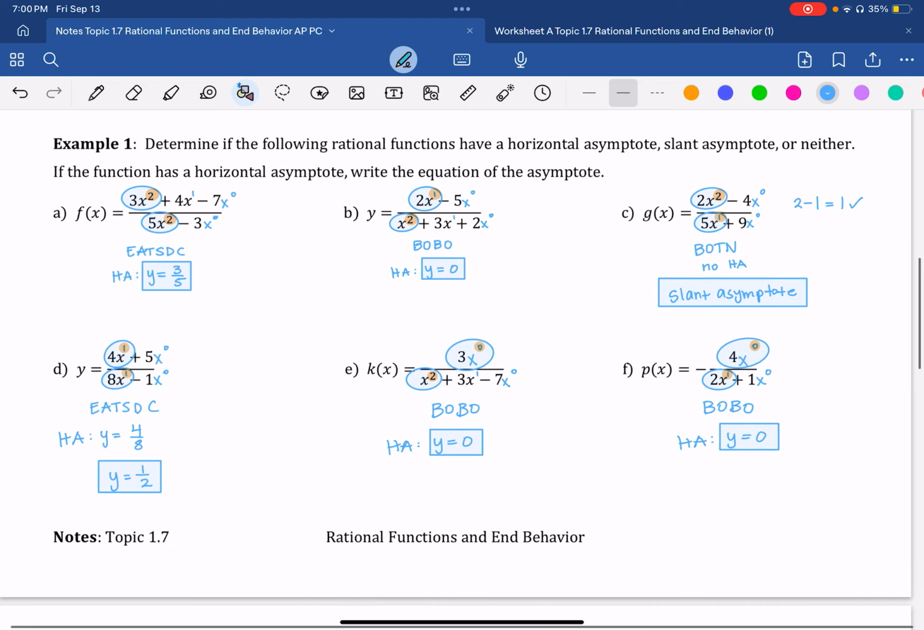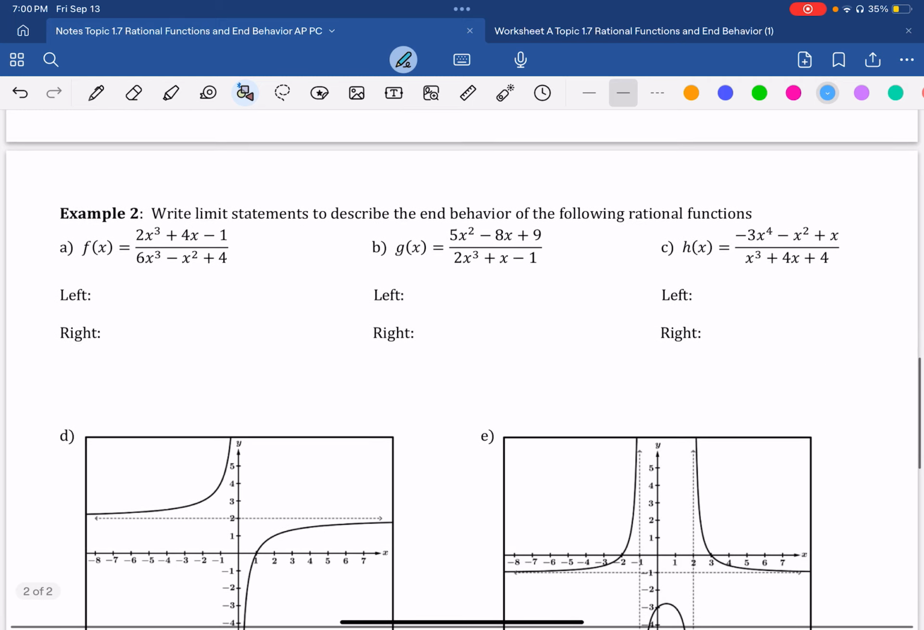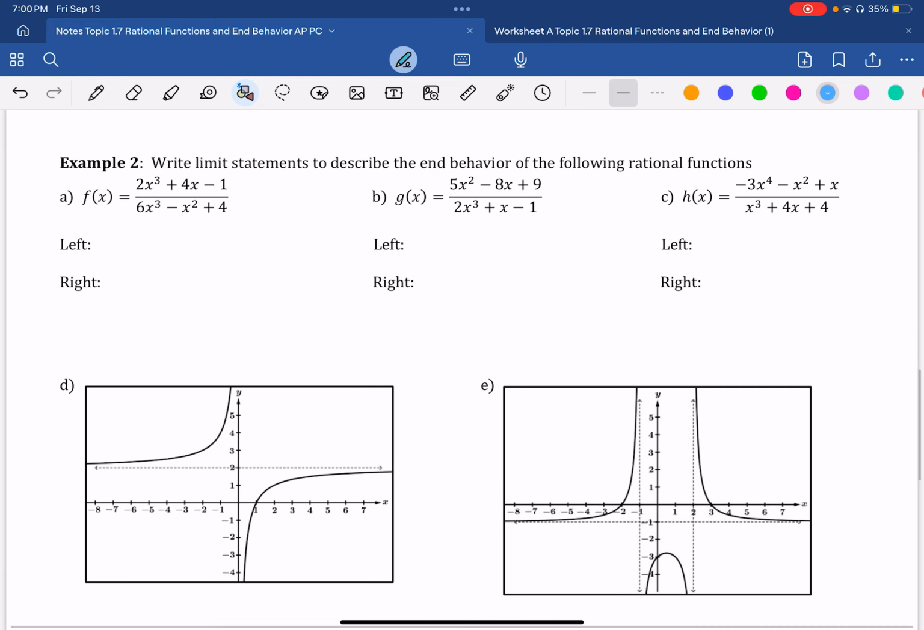Okay, let's go to the next page. We're going to write limit statements to describe the end behavior of the following rational functions. So remember to do the left and right limit statements of rational functions. You really just need the value of the horizontal asymptote.